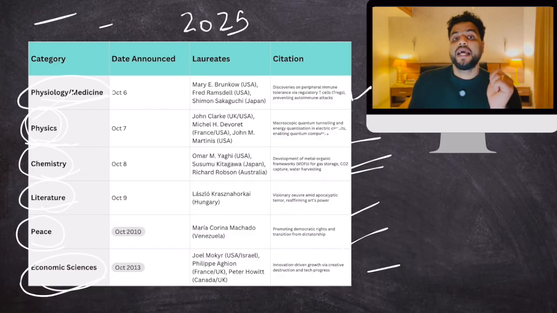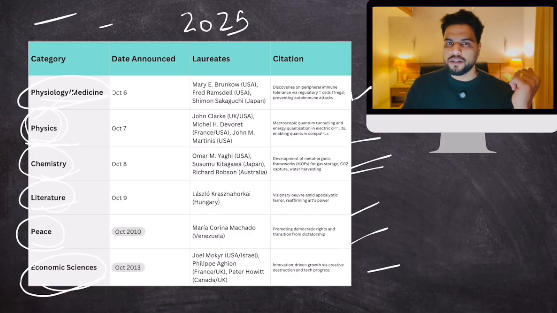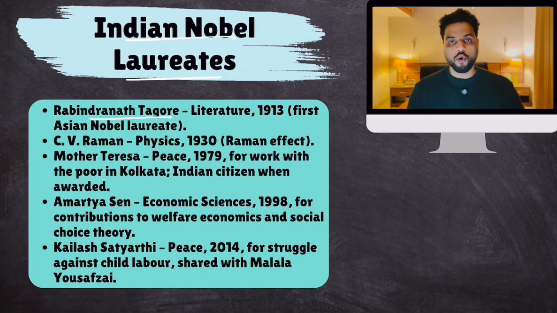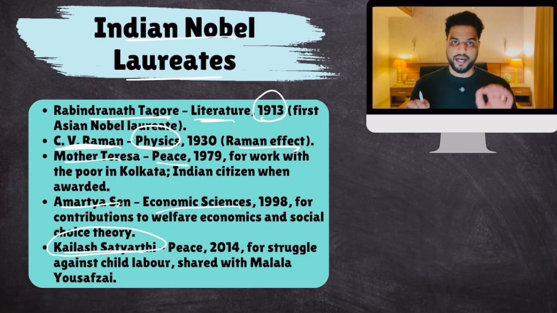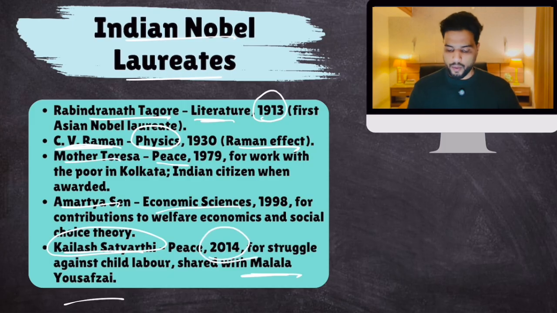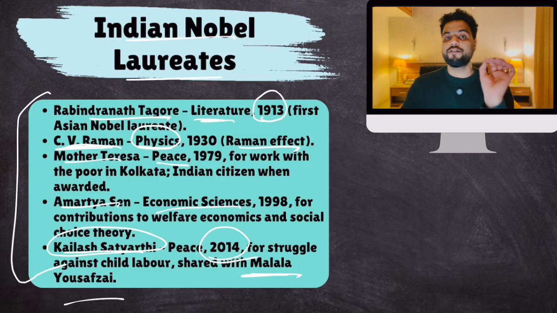One more thing is important, because UPSC can ask questions with respect to that. Are there any Indians who have received this prize? Of course there are. Indian Nobel laureates: Rabindranath Tagore received the Nobel Prize for Literature in 1913 for his work Gitanjali. Then C.V. Raman, India's apex physicist, received it for physics for the Raman effect. Then Mother Teresa received the Nobel Peace Prize. Then Amartya Sen received the Nobel Prize for Economics. And Kailash Satyarthi, the latest Indian to receive a Nobel Peace Prize, along with Malala Yousafzai of Pakistan in 2014. So these 5 Indians have received the Nobel Prize in different categories.